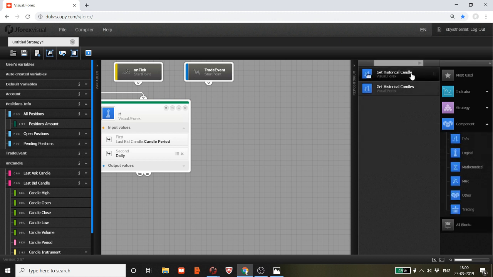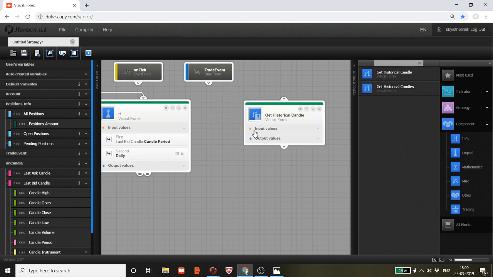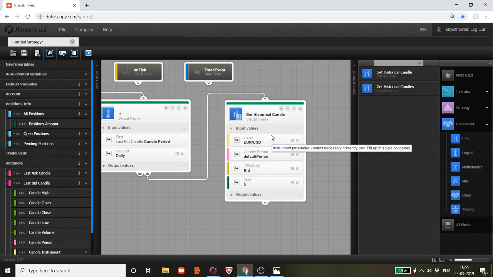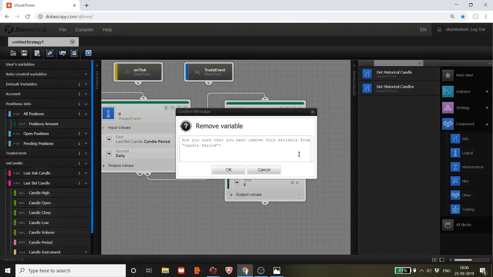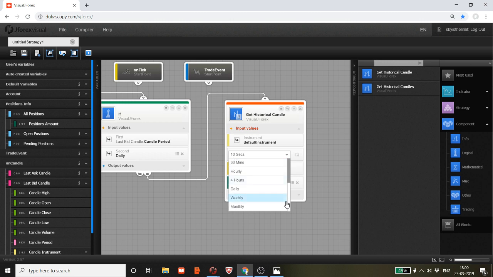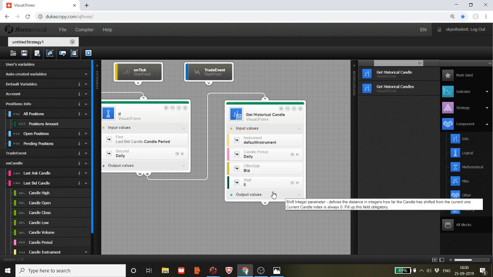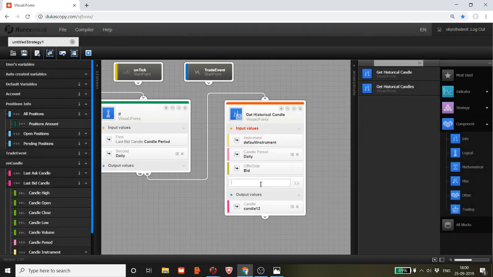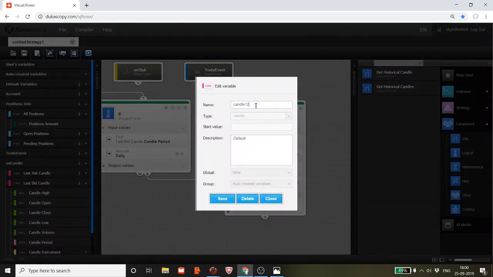So click on info. Now there are two variants. Instrument Euro USD, change the candle period to daily. And then change the shift to 1, so it will consider the previous daily candle. And here I will name it candle P daily.